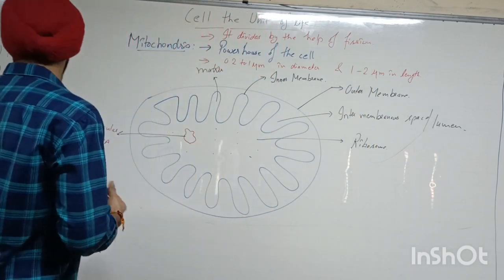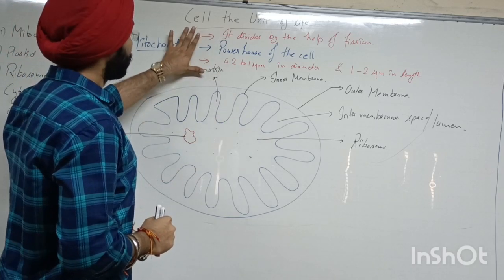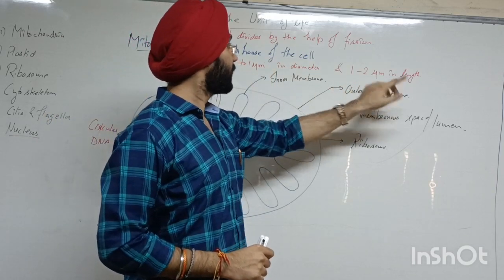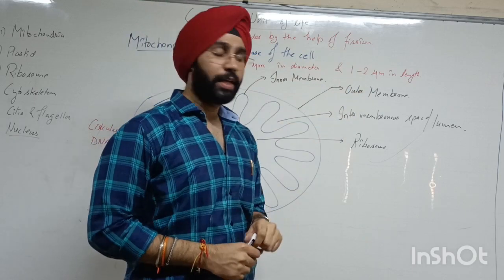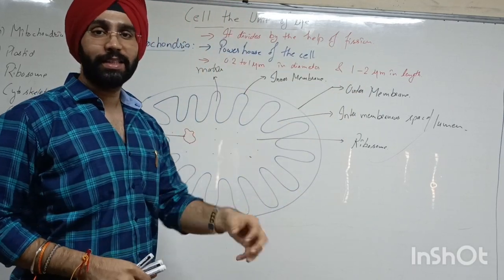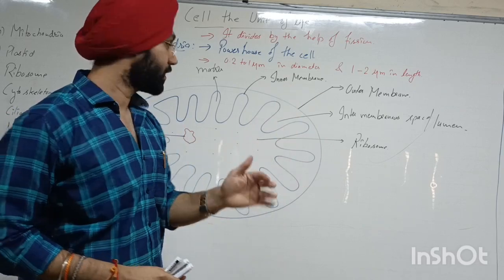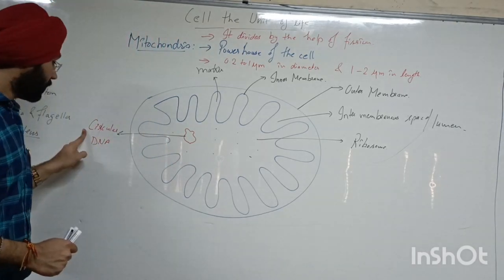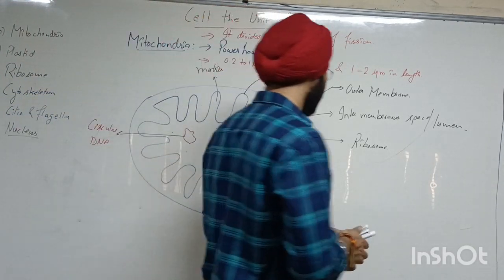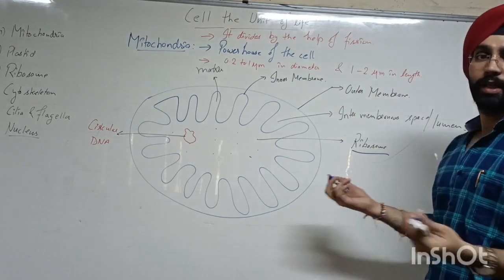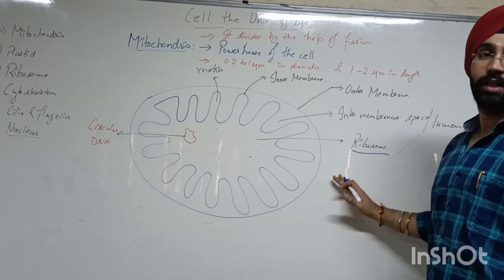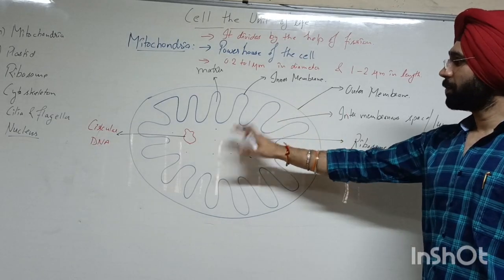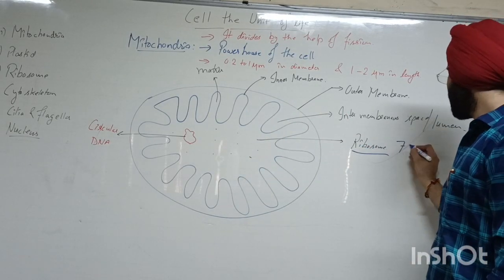Sure. So the mitochondria is the powerhouse of the cell, and its diameter is 0.2 to 1 micrometer and 1 to 2 micrometer in length, and it divides by the help of fission. Mitochondria can be of variable sizes and variable numbers, depending upon the type of cell in which the mitochondria is present, and it also possesses a circular DNA, the DNA of its own. And if I talk about the ribosome, it is the protein synthesizing organelle. It is actually a membrane-less organelle. The special type of ribosome which is possessed by the mitochondria is 70S type.